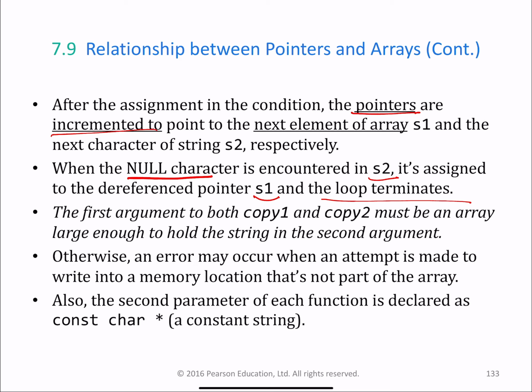Now the first argument in both copy1 and copy2 must be an array, and it must be large enough to hold the string in the second argument. It must be large enough to fit in all the characters from the second string up to the null character. If the null character comes much later and we overrun the array, the size of the array S1, we can expect to see some kind of error.